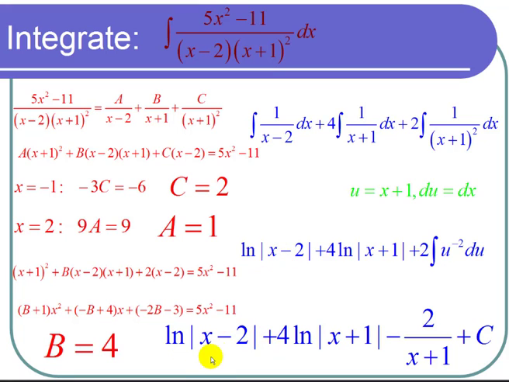So my final answer is here's my natural log of the absolute value of x minus 2. Here's my 4 times the natural log of the absolute value of x plus 1. And then I have my minus 2 over u, which was x plus 1, plus a constant, and I'm done with the problem.